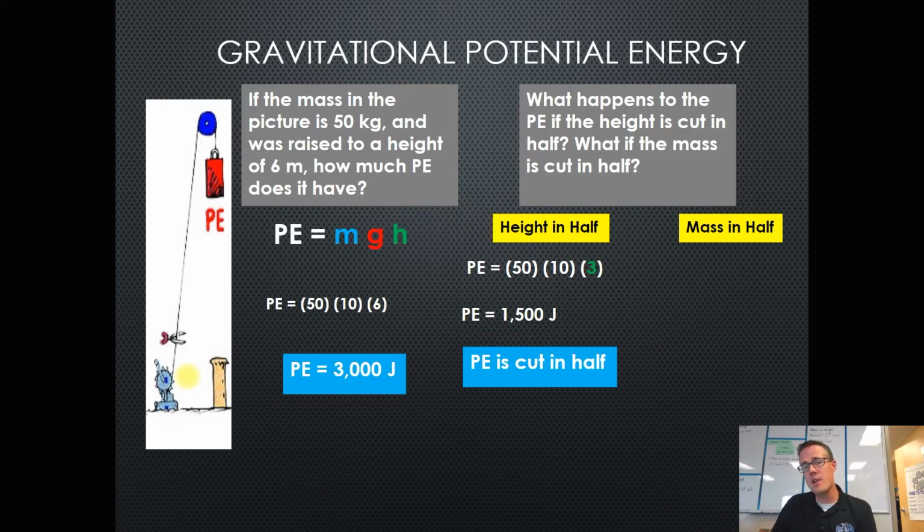The height and the energy are correlated 1 to 1. Whatever you do to one is what you're going to do to the other. Now let's think about mass. What would happen if you mess with the mass?